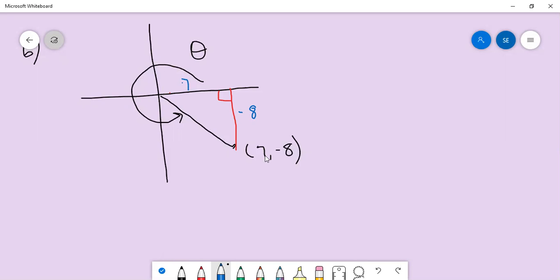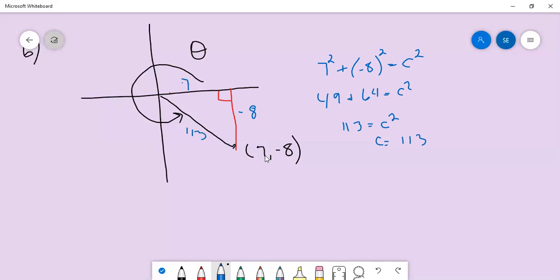So 7 squared plus -8 squared is equal to c squared. So this is 49 plus 64 is equal to c squared. So 49 plus 64, that's 113 equals c squared. So c is equal to the square root of 113.